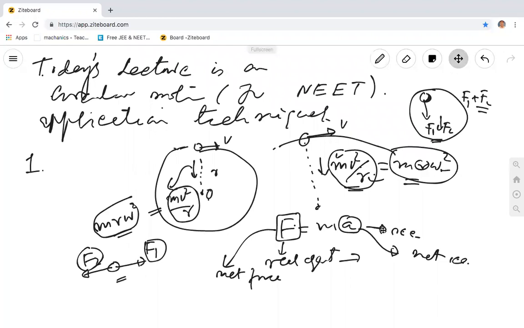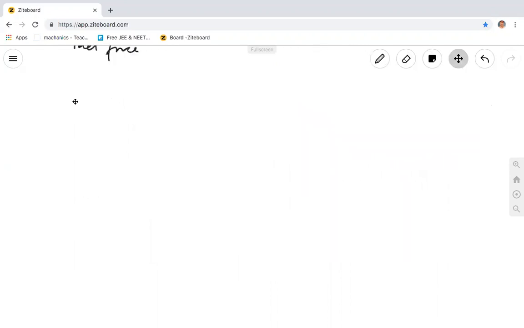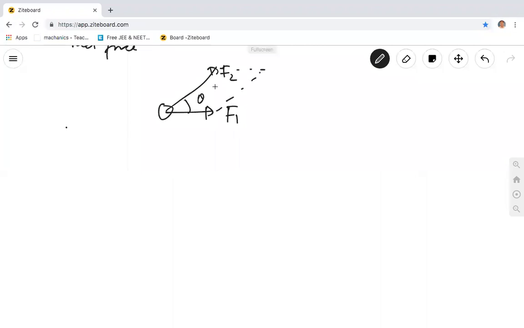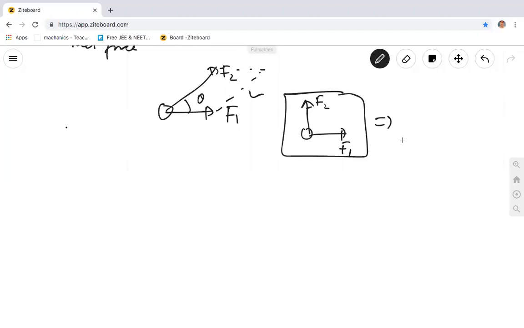But the point is, suppose a particle is here and there are two forces, F1 and F2, like this, then you have to be very smart. You have to use the vector addition rule. You have to find the total resultant force by vector addition. So you have to be very careful. Suppose you have a force F1 on this and F2 like this, and you have to find the net force. Net force is simply root of F1 square plus F2 square.